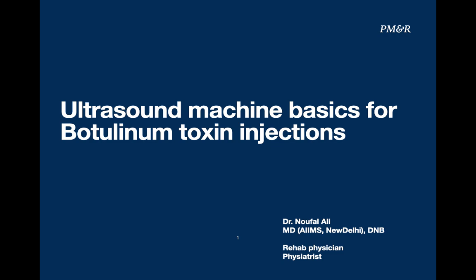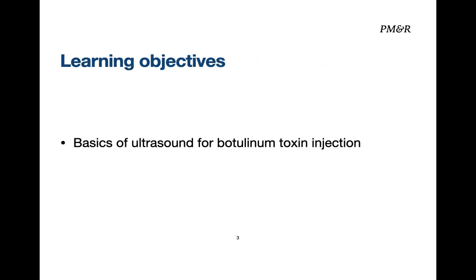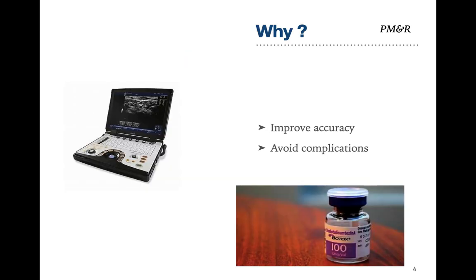Here we will discuss the basics of the ultrasound machine for use in botulinum toxin injections, mainly for spasticity and dystonia. I postulate that you have a very basic idea of ultrasound, so you will just have a glimpse through the basics, and there is no conflict of interest from my side.